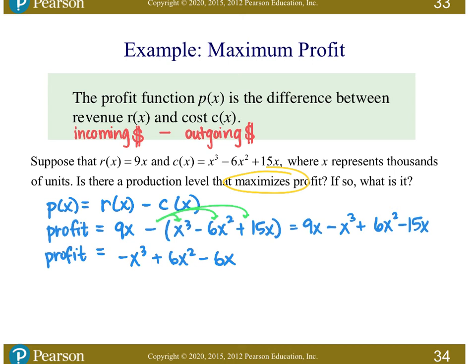Now this one's not so hard to do without a calculator because I can do the derivative. So you could either do the derivative by hand and find a P prime, which would be negative 3x squared plus 12x minus 6. And you could set that equal to 0 and you can solve it. Or you can graph on Math 8 and you want to make sure to pick the maximum this time.